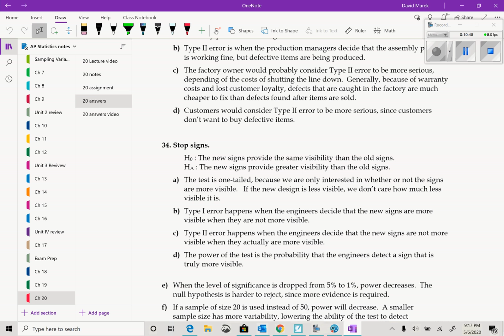Okay, so the way they phrased it here, the new signs provide the same visibility. The alternative, the new signs provide greater visibility. Now, if you just focus in on those, this is only a one-tailed test. We're not saying it's equal to in the null hypothesis and not equal to in the alternative, which would give us a two-tailed test. Here, we're saying greater than, this is one-tailed. Okay?